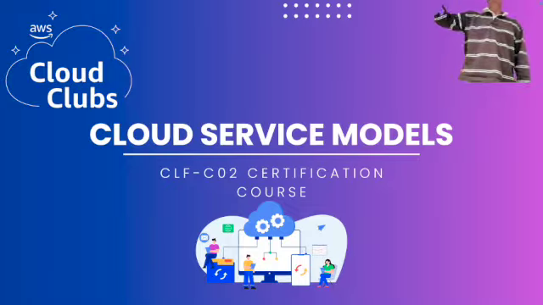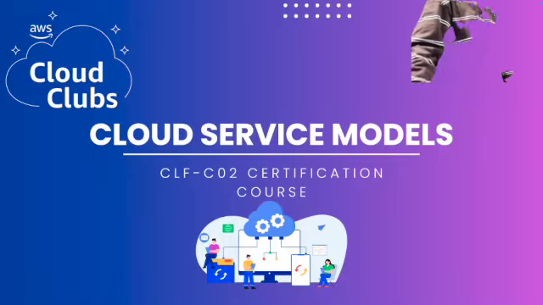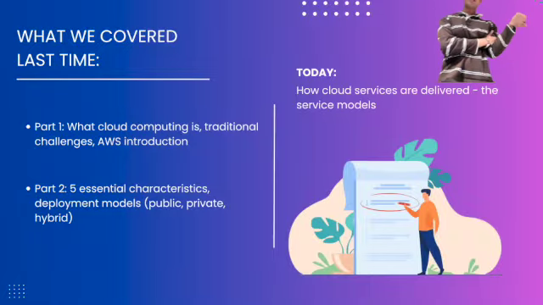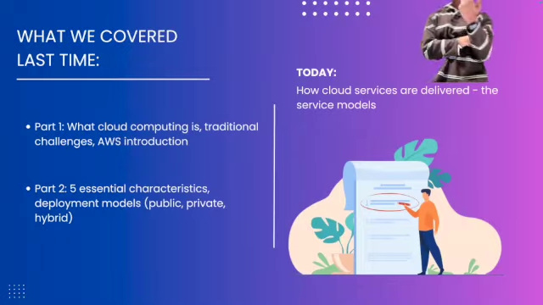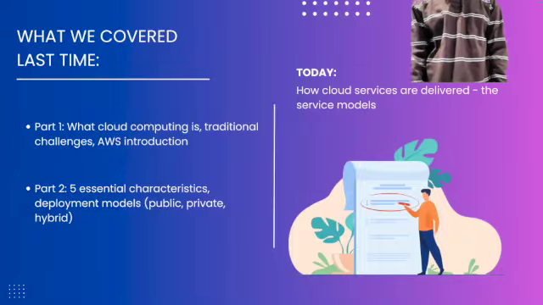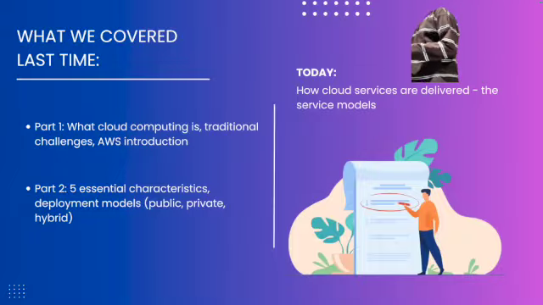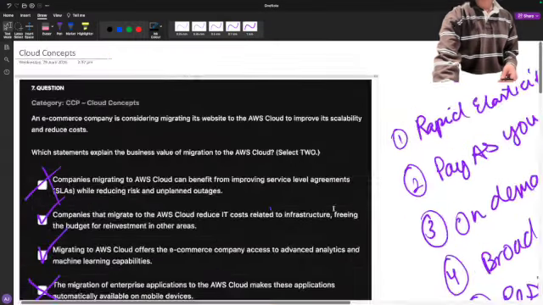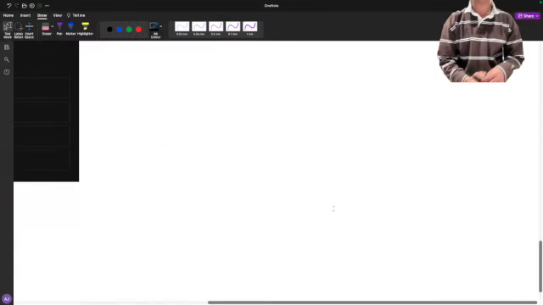Now we'll go over to the next one, which is cloud service models, which is your software as a service, platform as a service, infrastructure as a service, which you were talking about right now, right? You were talking about the two. So what we covered last time: what cloud computing is, traditional challenges, AWS introduction, already gone over that. What I did not go over is public, private, and hybrid cloud. Some of you guys were not here, so I'll quickly go over that as well.